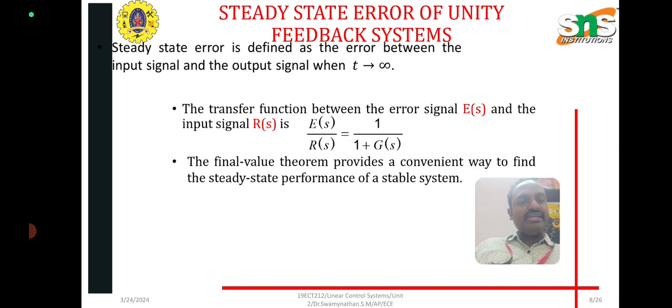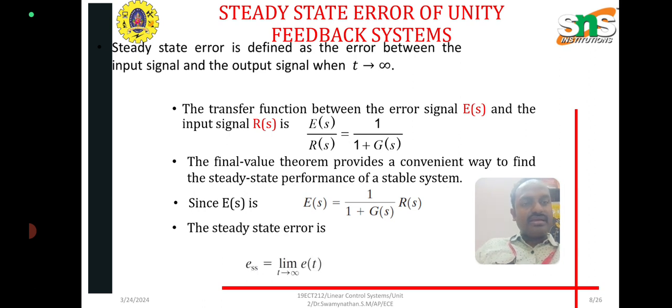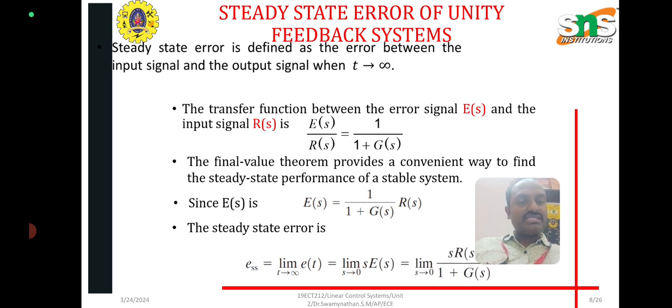The final value theorem provides a convenient way to find the steady state performance of a stable system. So you can find E of S, with R of S on the right hand side. The steady state error ESS, where SS means steady state and E means error, is the limit as t tends to infinity of e of t, which equals the limit as S tends to 0 of S into E of S. You just substitute the E of S value here.